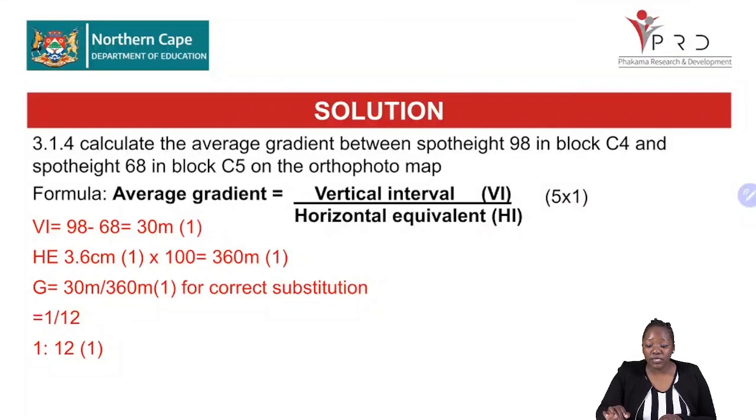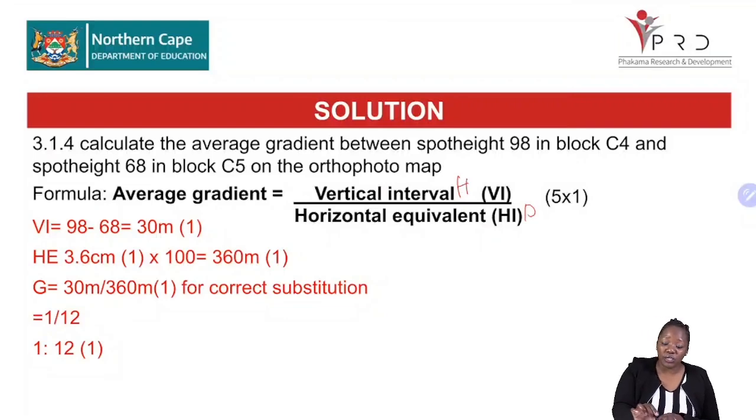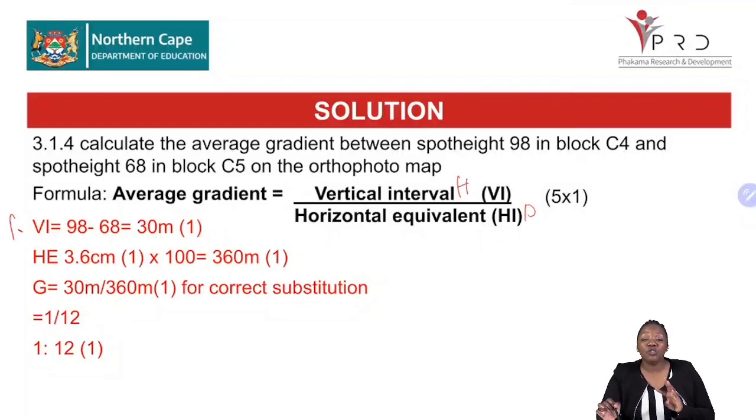Vertical interval, we said this is the height. Your horizontal equivalent, we said this is the distance. So you start with the vertical interval as your number one. So what do we do? We minus the two heights so that we're left with the difference. Again, we start with the bigger one and you subtract the smaller one. Why? Because we don't want a negative number. In geography, we don't work with a negative number.